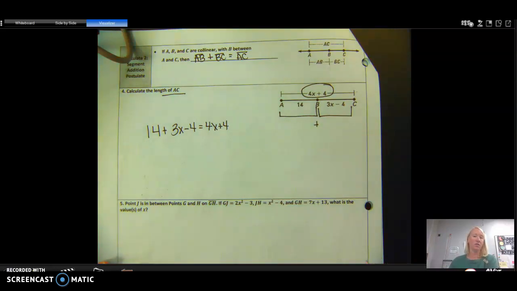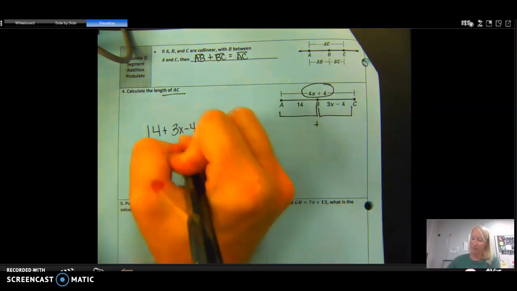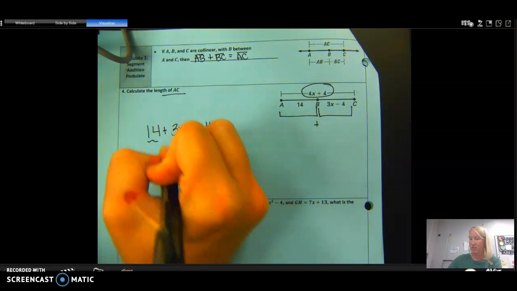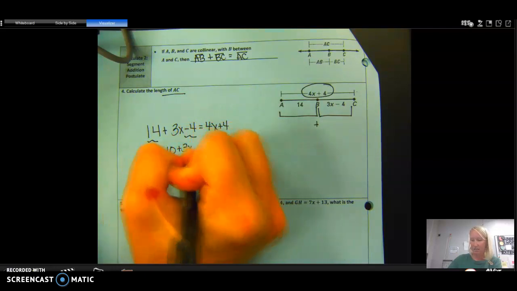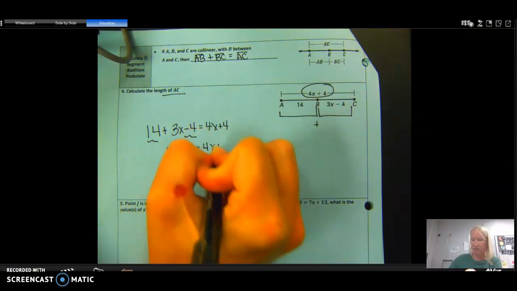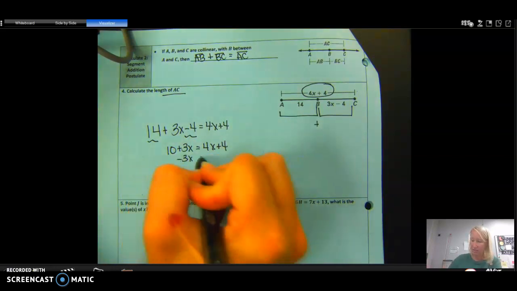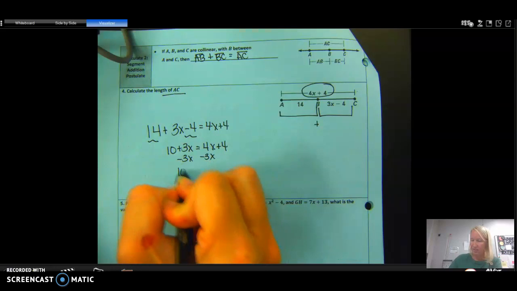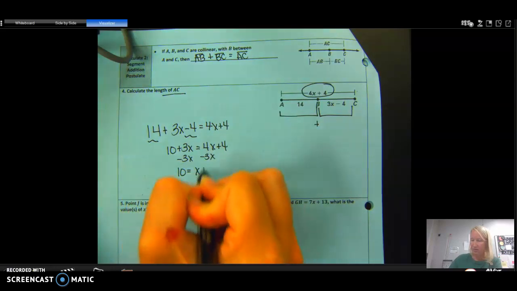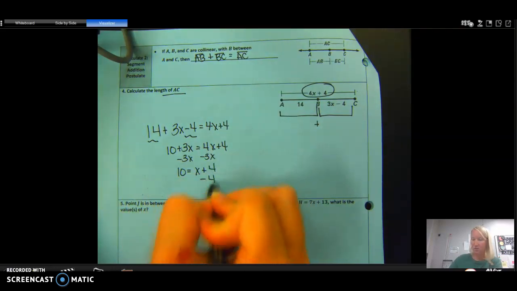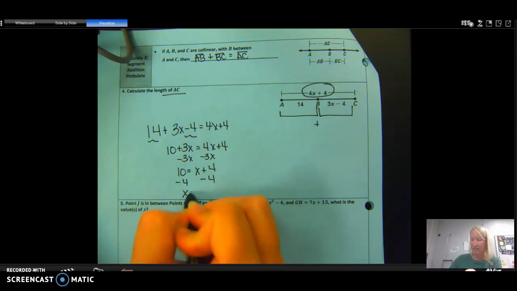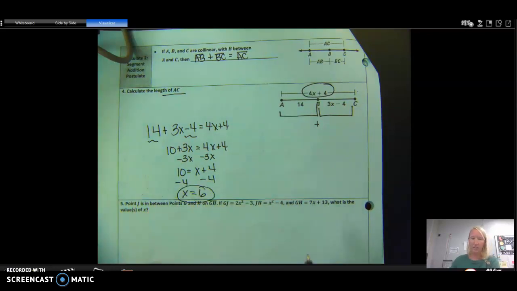So now we're going to start solving this. We're going to combine like terms on the same side. 14 minus 4 is 10, so I have 10 plus 3x equals 4x plus 4. Now I'm going to start moving stuff around. I'm going to subtract 3x from both sides, because that'll give me a positive x. So I get 10 equals x plus 4. I'm going to subtract 4, so I get x equals 6.